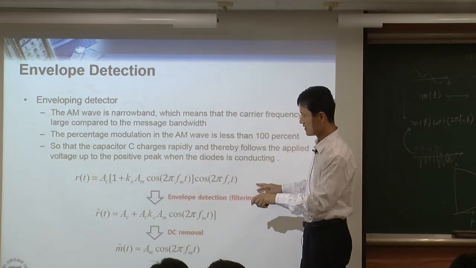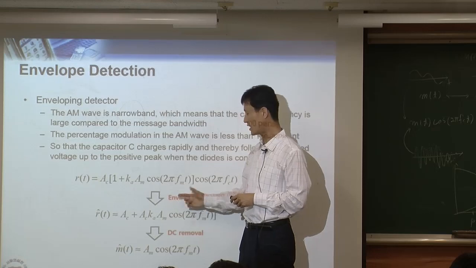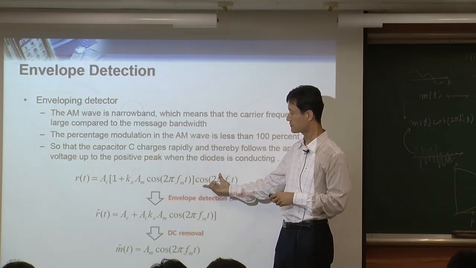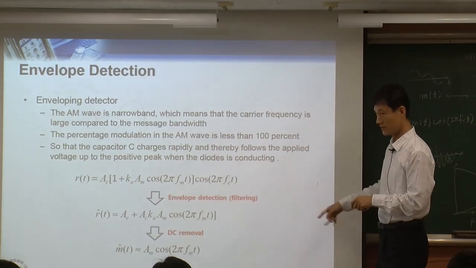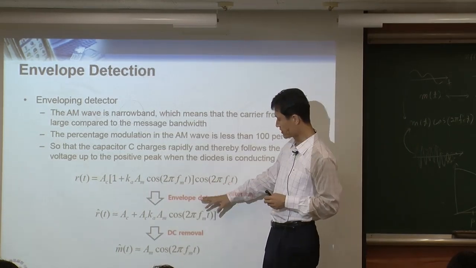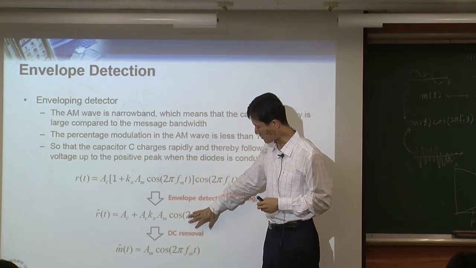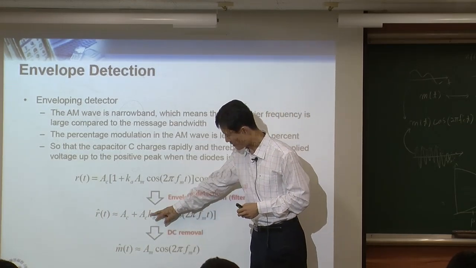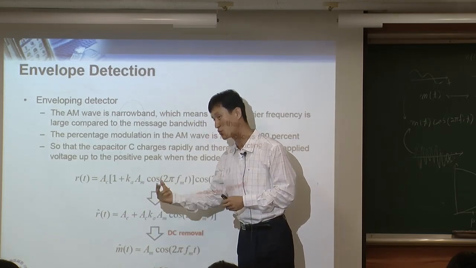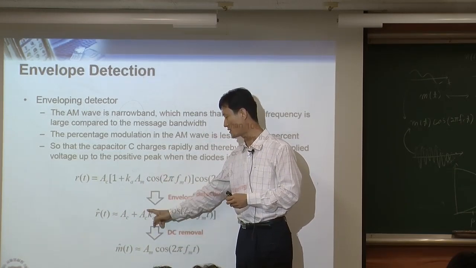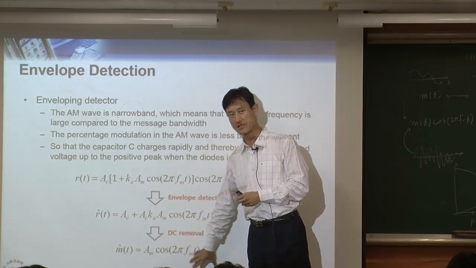This is what you receive. You have a message signal here, and you have a carrier multiplied to it. Now by putting in the envelope detection, it's actually filtering. When you do this filtering, we are going to remove this carrier part, and then we come back to this one. But we still have the DC part because we added the DC at the transmitter. Later we remove the DC, and then we are going to get this message back.